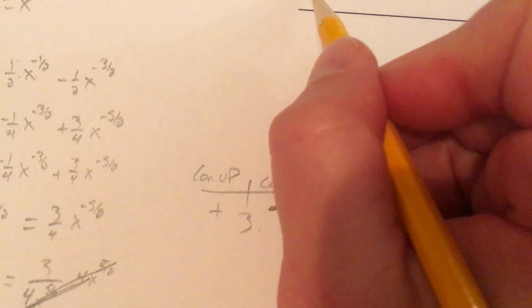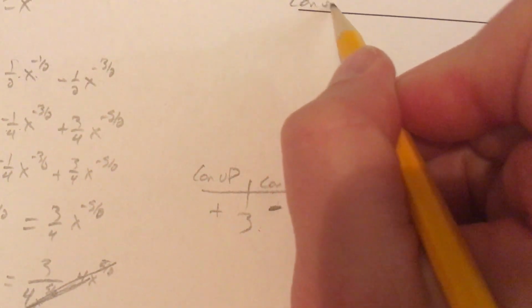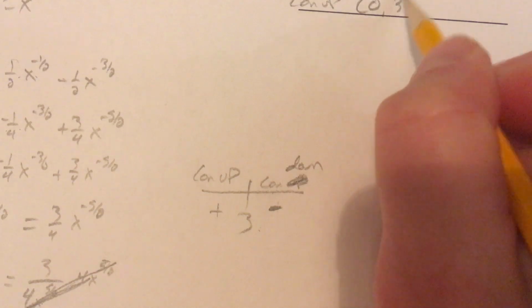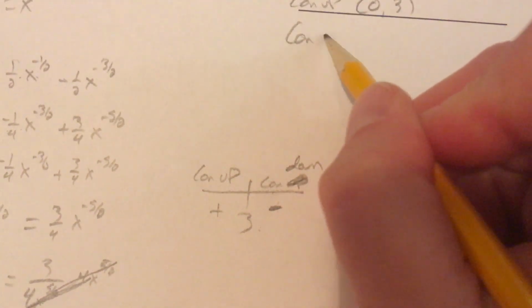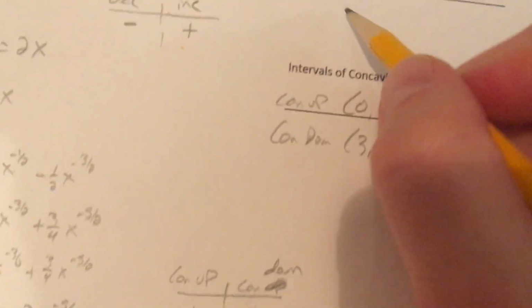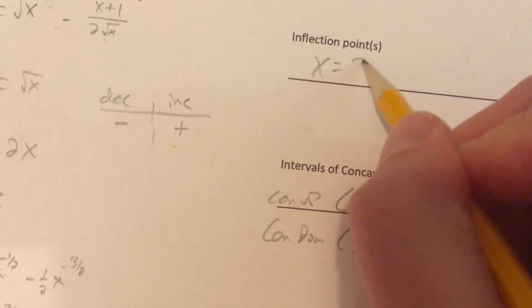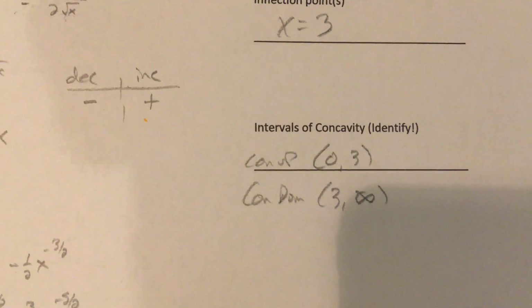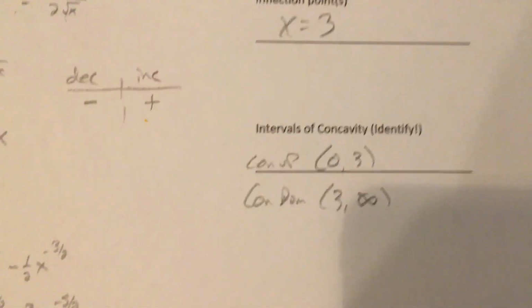All right. What are the intervals of concavity? We're concave up from 0 to 3. We're concave down from 3 to infinity. Where's our point of inflection? That would be at x equals 3. All right. So that's pages 3 and 4.